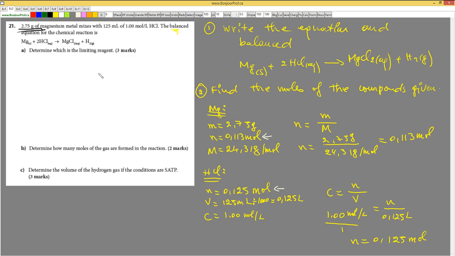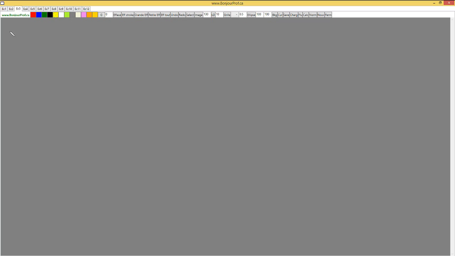But what we are looking for, the question, is to determine which is the limiting reagent or reactant. Okay, so I'm going to go to another page. I'm going to put step 3: find the limiting reagent. Okay, how am I going to find the limiting reagent? We did it before in other videos.